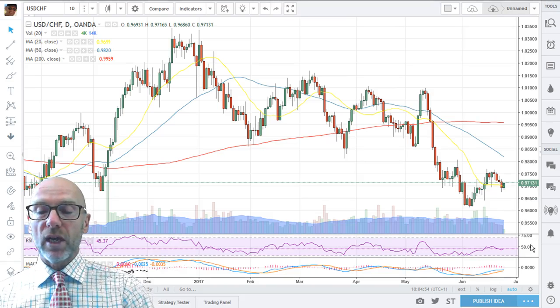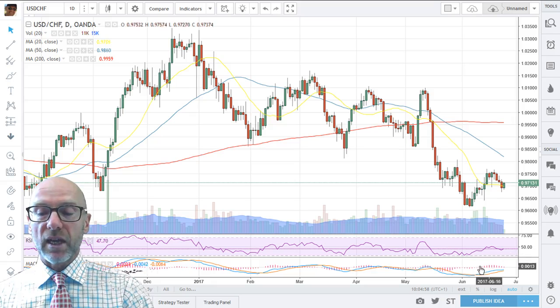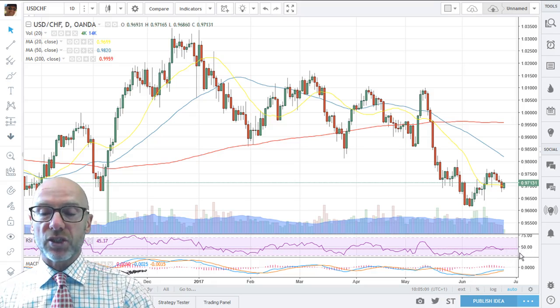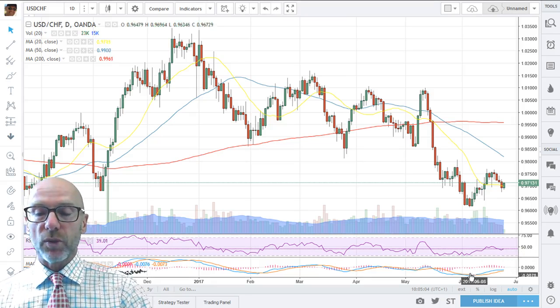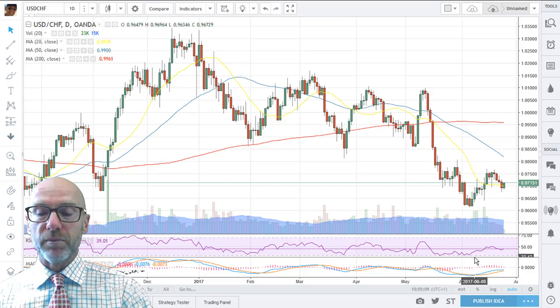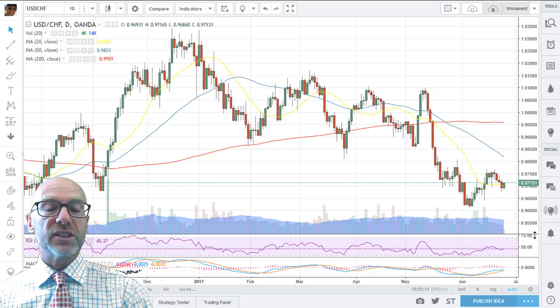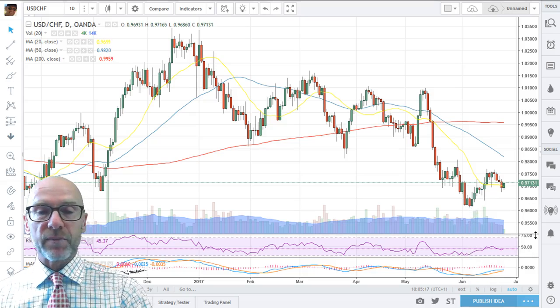Perhaps we are seeing momentum starting to tick up slightly. The RSI trying to create an uptrend. Also, we had this picture of these bottoms on the RSI. Maybe a non-confirmation on that low that we had on the 6th of June, but it's not yet above 50.